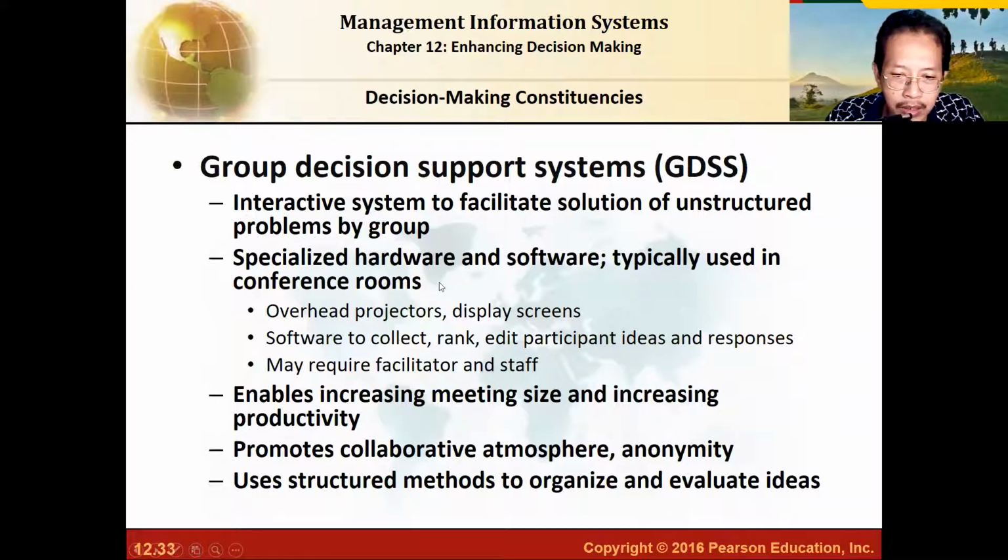It might be in terms of hardware, for instance, using projectors, using screens. It might be in the form of software for making decisions together. So it's kind of like a company-based Facebook, for instance. And then it promotes collaboration and it promotes getting more ideas and evaluating those ideas.